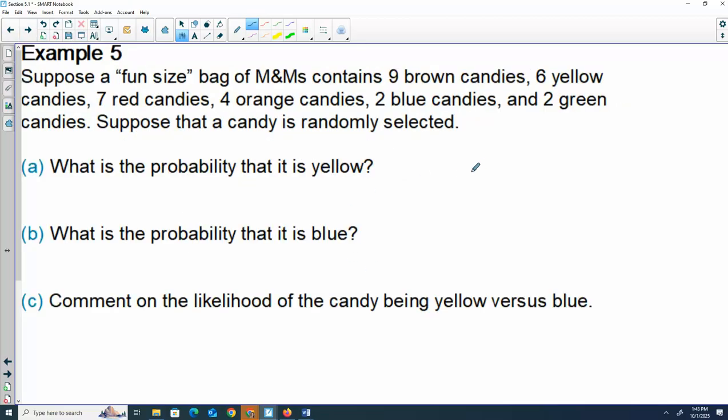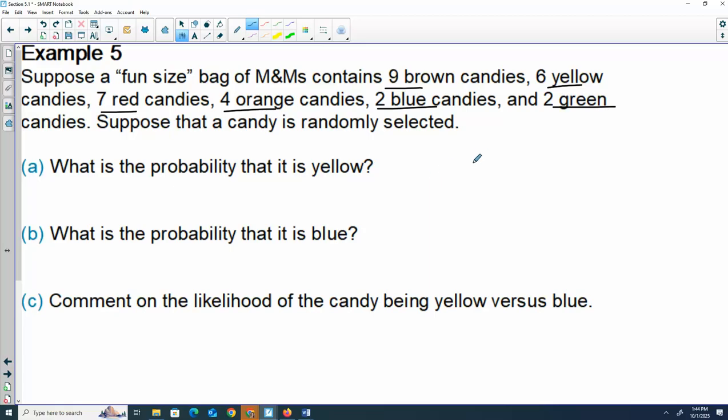So, for example, let's look at this one. We have a fun-sized bag of M&Ms that has 9 brown, 6 yellow, 7 red, 4 orange, 2 blue, and 2 green. That's probably not a fun size. That's probably a normal size bag. Fun size is like 4 M&Ms.